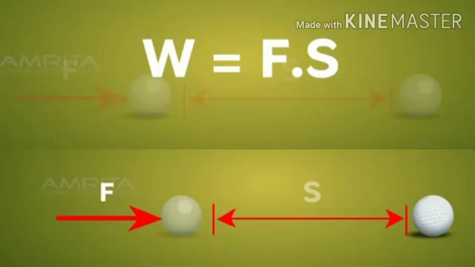Here, work done depends on the magnitude of applied force, that is, W is directly proportional to F, and the work done also depends on the distance traveled by the body in the direction of applied force, that is, W is directly proportional to S. In a simple form, if a constant force displaces a body by a distance S in the direction of applied force, then the work done is equal to the product of the force and displacement, which is given by the formula W is equal to F multiplied by S.